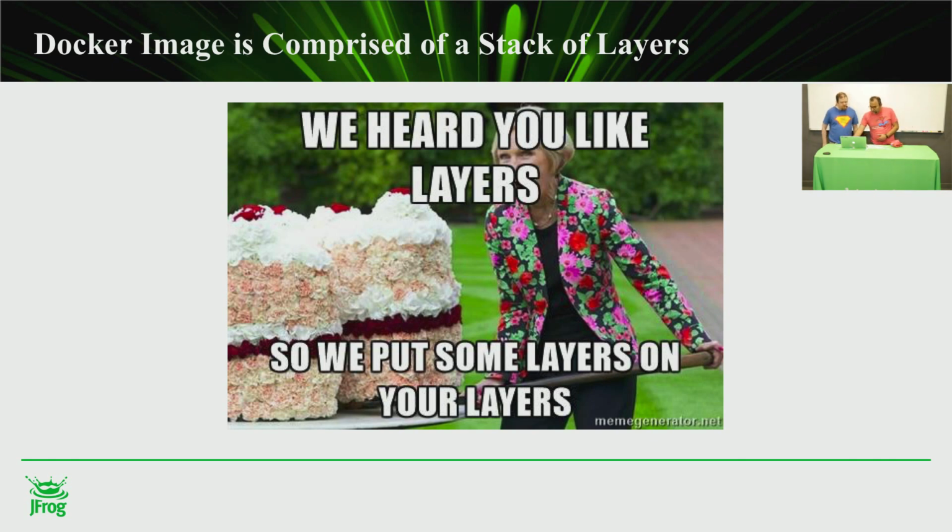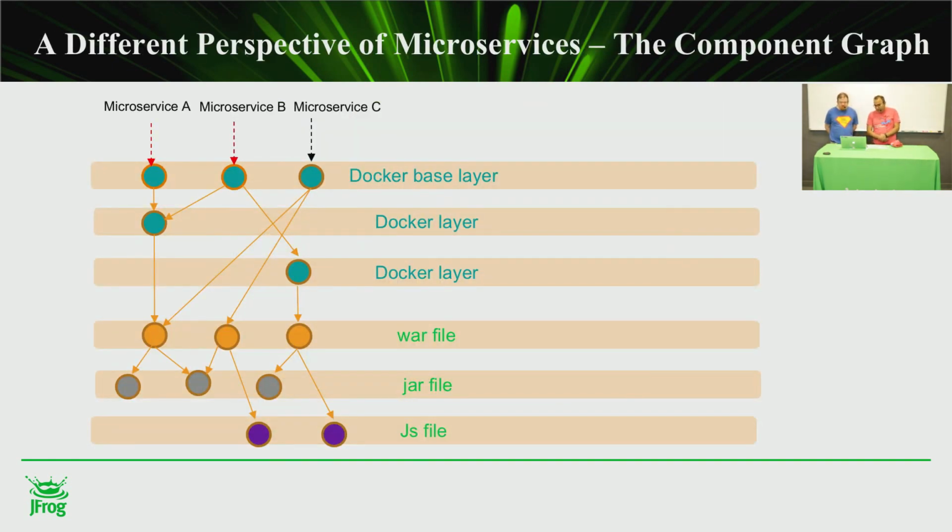Yeah, let's step back a bit. So let's think of it as a graph, a component graph, where we have a couple of microservices. They may share a common Docker layer. They may share common war files, jar files, and maybe a JavaScript file. So if we find maybe some issue with the JavaScript file, it should be easy to correlate back to the microservice.